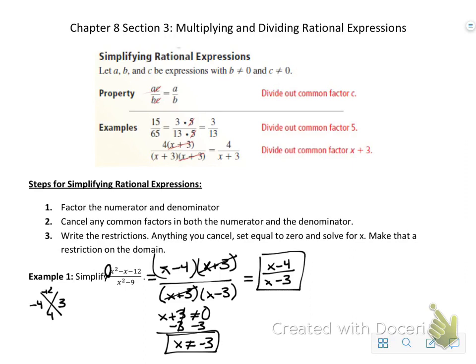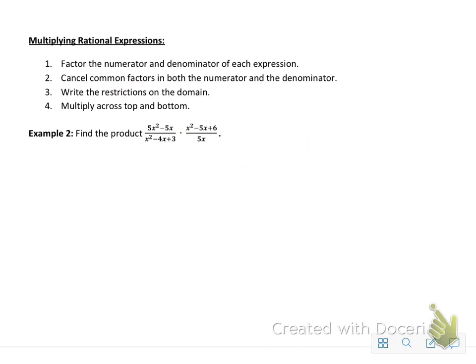Now, for multiplying. Whenever you're multiplying, if you look, the numbers 1, 2, and 3 are all exactly the same. The only difference is that in number 4, you take whatever's left over, and you multiply across the top and the bottom. So, we have 5x squared minus 5x. What can you take out of that? Well, you can take out a 5x, and you're left with x minus 1. On the bottom, we have x squared minus 4x plus 3. Factors of 3 that add to negative 4 are negative 3 and negative 1.